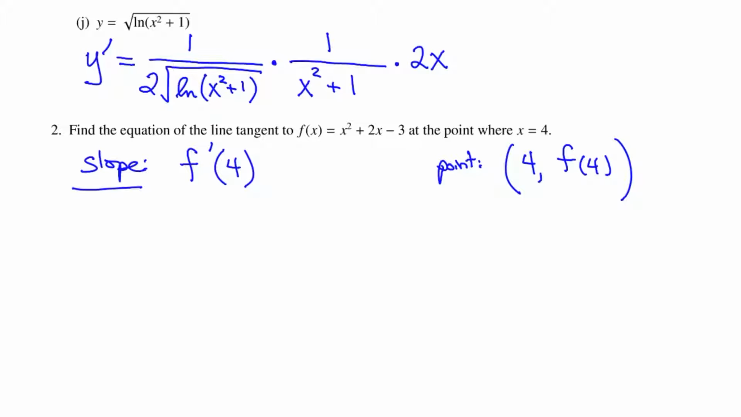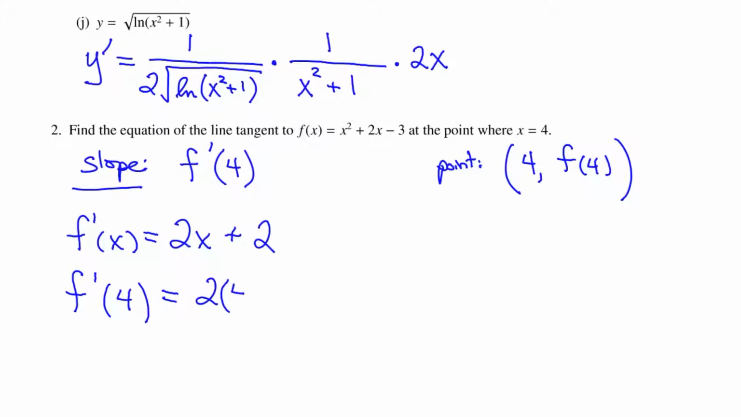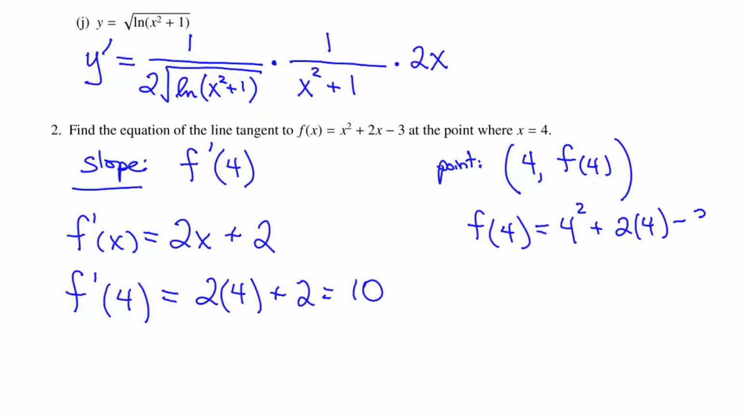So let's start with the slope. The derivative is 2x plus 2, and the slope at 4 is 2 times 4 plus 2, which is equal to 10. To find the y-coordinate of the point, we evaluate at 4 in the original function. And what is that? 16 and 8 minus 3, so that's 21. So the point is 4 comma 21.